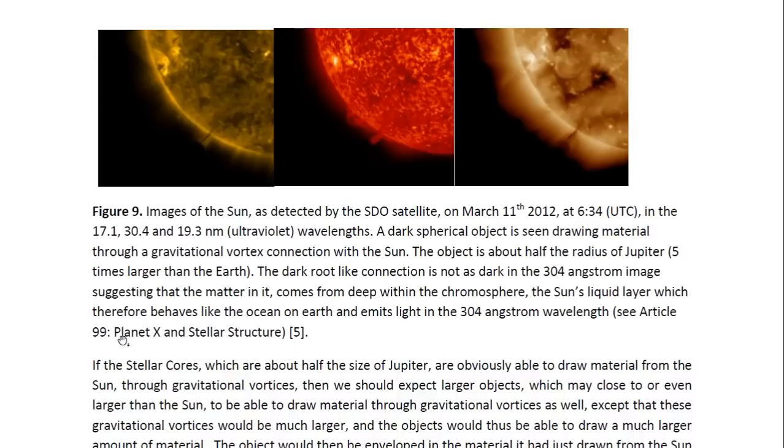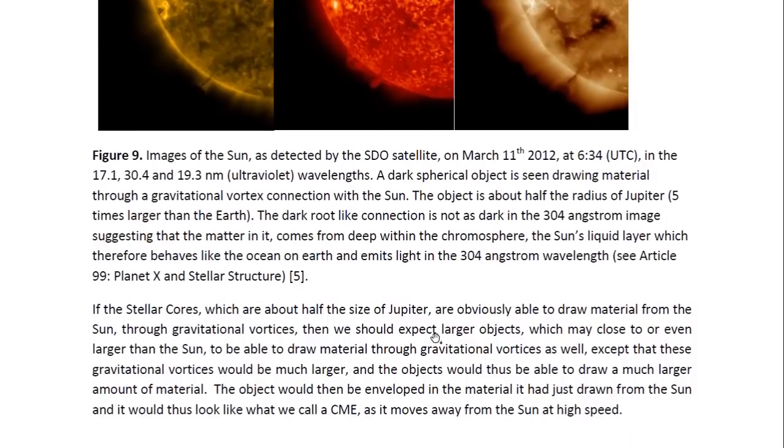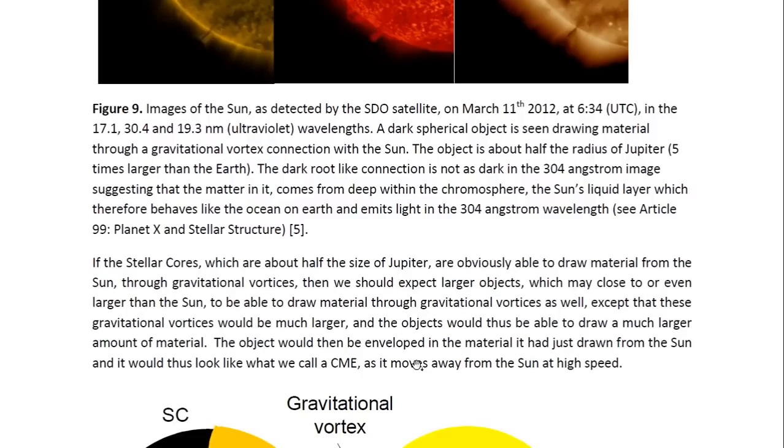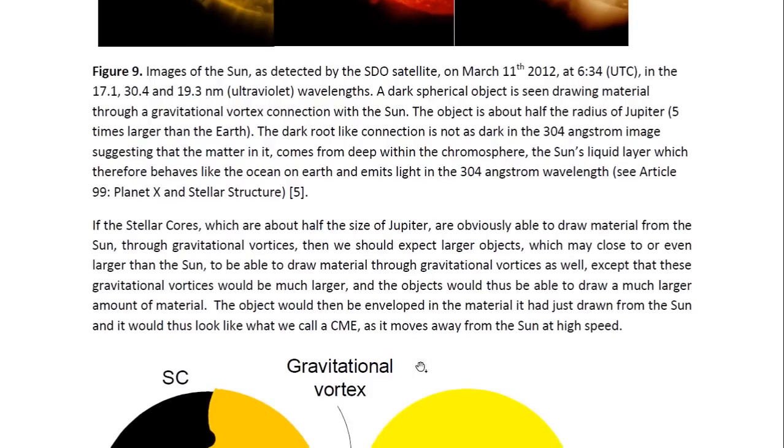You may look at article 99 entitled Planet X and Stellar Structure for more details on the chromosphere being in the liquid phase. Now, if the stellar cores, which are about half the size of Jupiter, are obviously able to draw material from the sun through gravitational vortices, then we should expect larger objects which may be close to or even larger than the sun to be able to draw material through gravitational vortices as well, except that these gravitational vortices would be much larger and the objects would thus be able to draw a much larger amount of material.